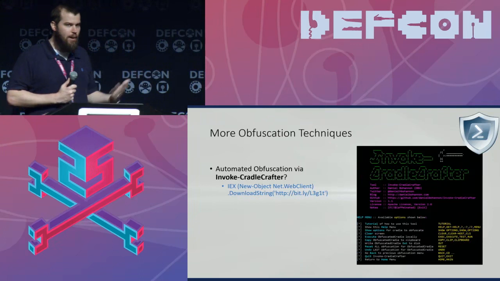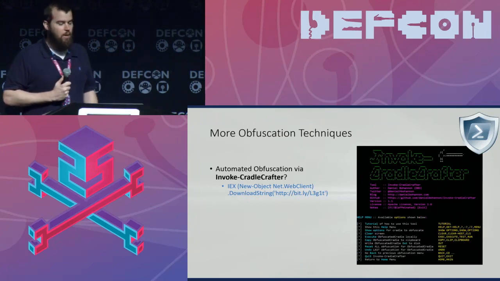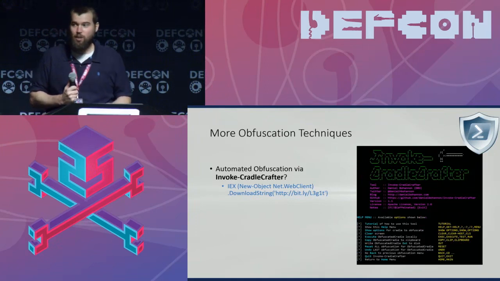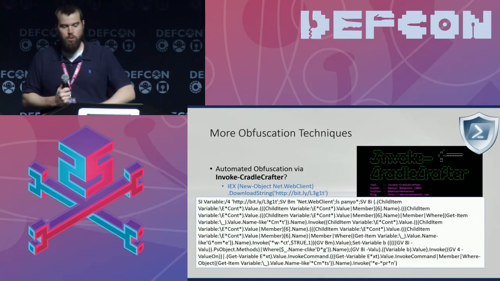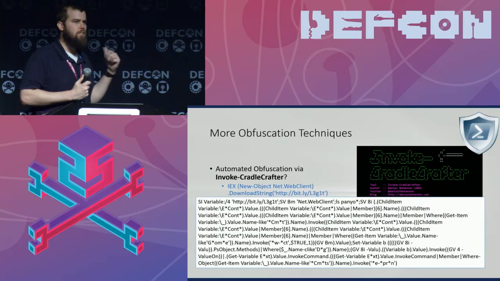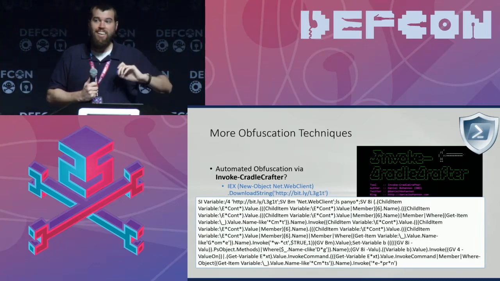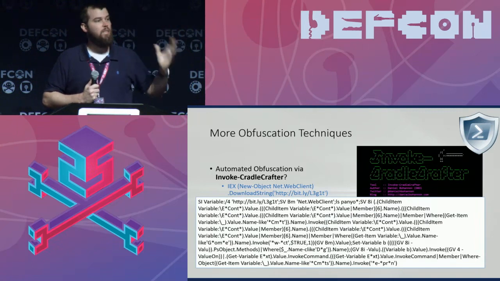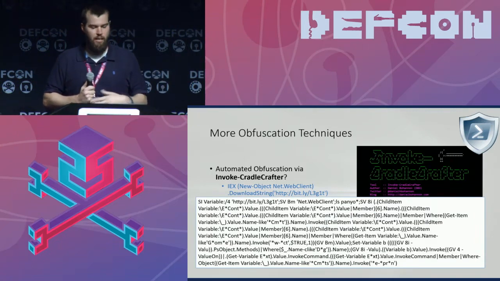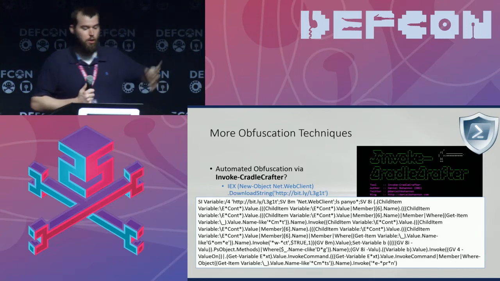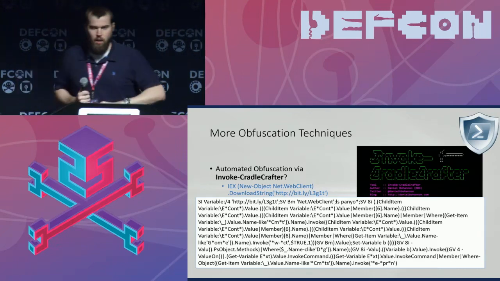Invoke-CradleCrafter. How might obfuscation with this look different? Invoke-CradleCrafter actually doesn't use any tick marks. It will use substitutions. Instead of concatenating download string or using tick marks, it will enumerate all the methods available to New-Object Net.WebClient, and maybe the 37th one actually resolves to the string DownloadString. And so it's using all that kind of substitution there.